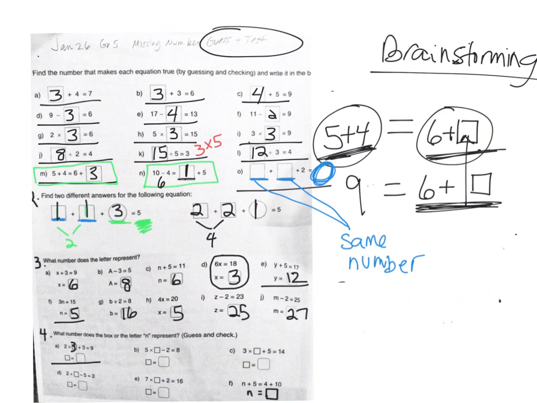B. Five multiplied by an unknown number, subtract 2 equals 8. Guess and test. I'm going to try 5 multiplied by 2, which is 10. 10 subtract 2 is 8. I found it right away.